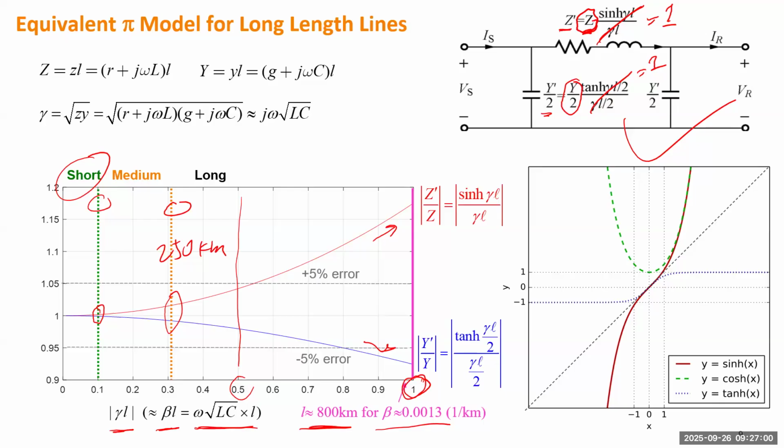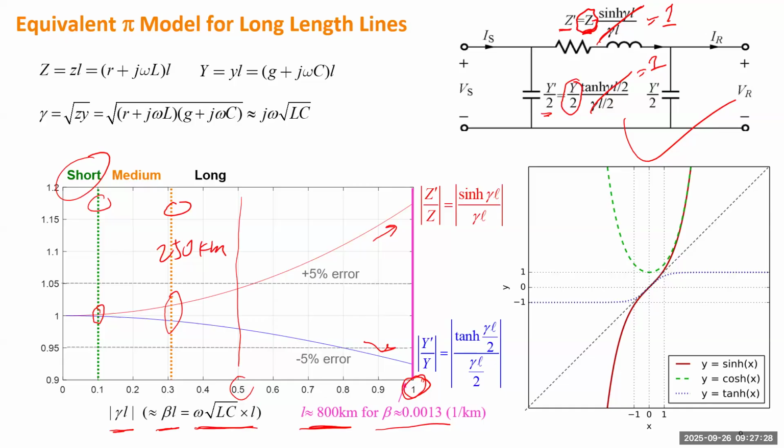Okay. And if it's shorter than this, the error can be even smaller. But beyond this distance, beyond 250 kilometers, the error will be bigger. It will be close to 5% or even bigger. So that's why for the long line model, to make sure the calculation is accurate, we first need to convert Z to Z prime and Y to Y prime.